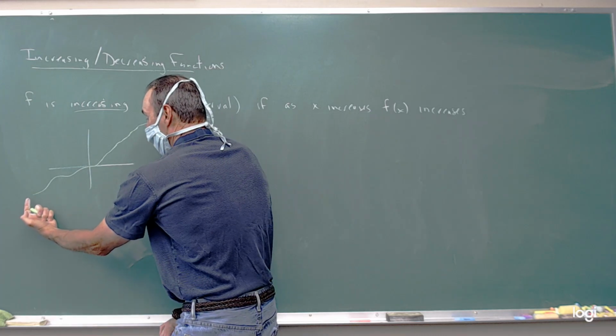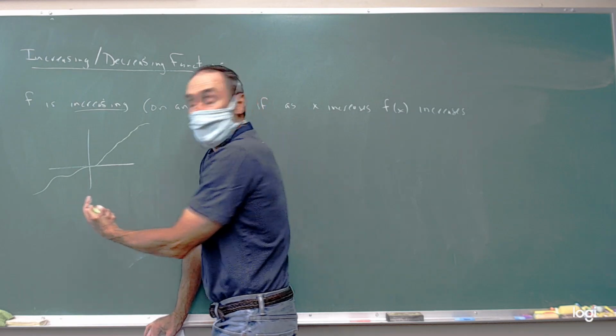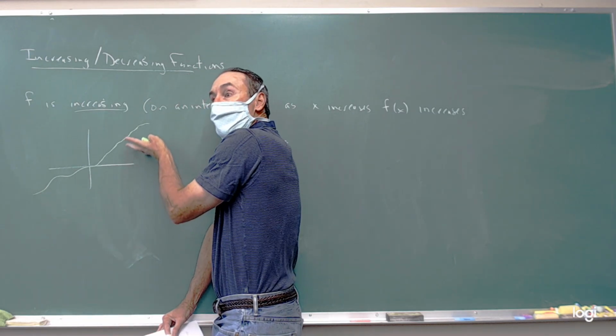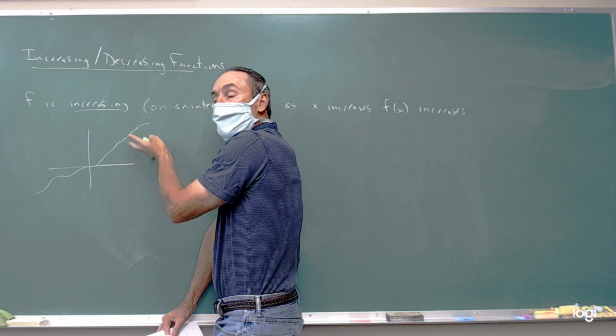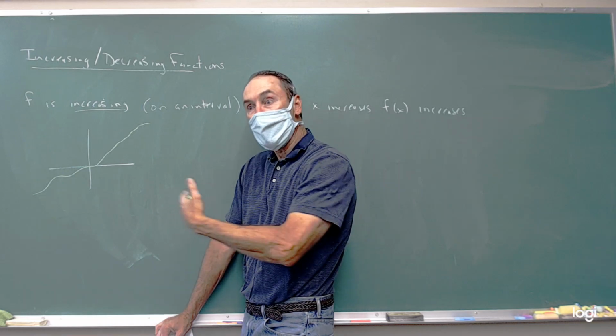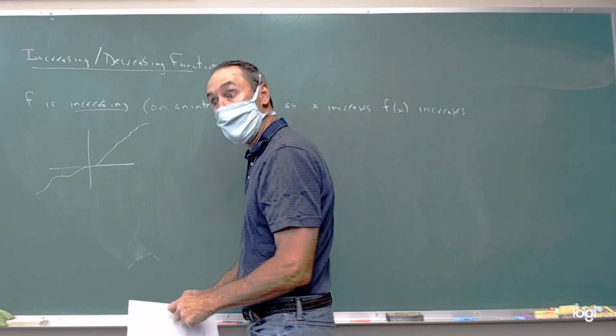Because as x increases, as we go from left to right, that's what we mean by x increasing. The x values get bigger as we go left to right, then the y values are getting bigger. So the heights of those are getting bigger. Then we would say f is increasing everywhere or on its whole domain. Okay? Question?